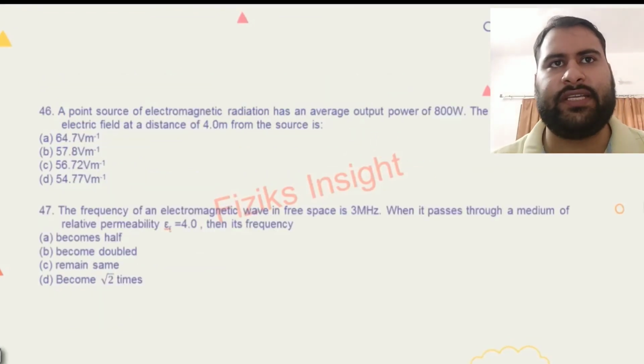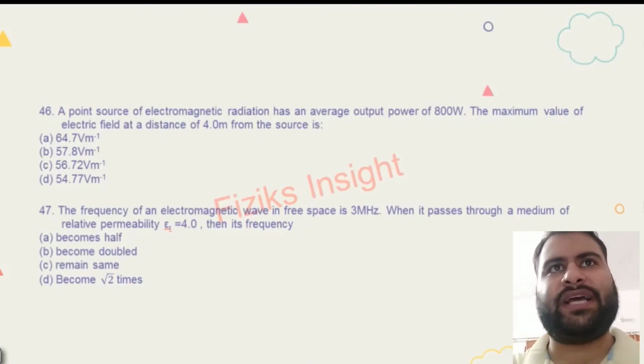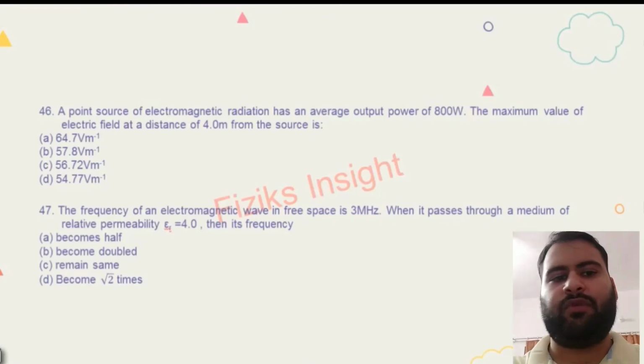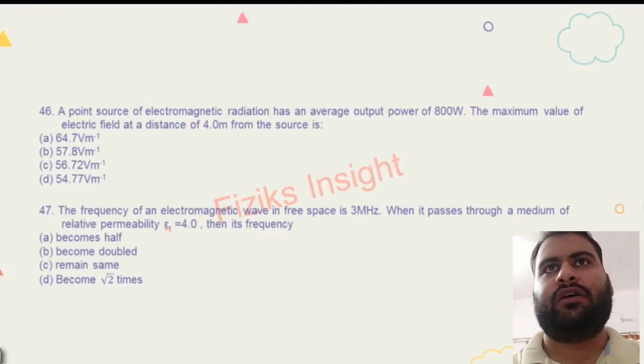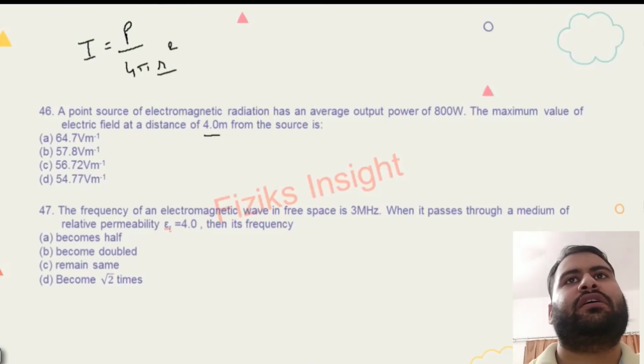Now let's proceed for 46th question. Now see, a point source of electromagnetic radiation has an average output power of 800 watt. You have to evaluate the maximum value of electric field at a distance of 4 meter from the source. Okay, so firstly tell me the formula for power. You know that the intensity of electromagnetic wave is related by this formula, P upon 4 pi r square. This r is the distance at which you wish to evaluate the electric field.